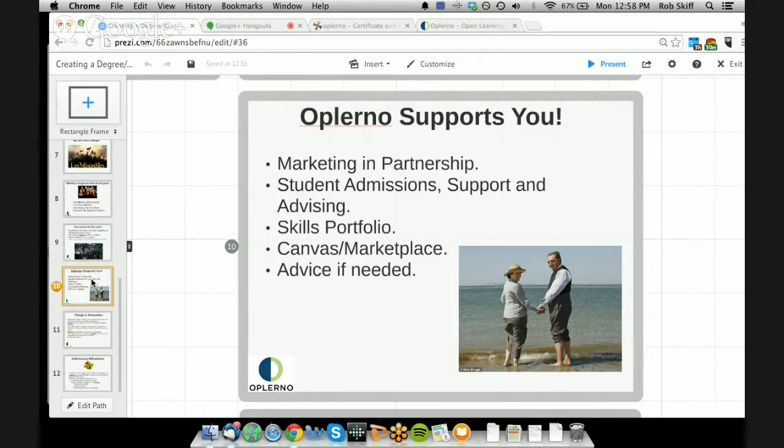We support the faculty member in terms of, you know, we'll get them through the student admissions process, okay? Support in terms of making sure their tech works, getting them hooked up to Canvas, and advising. And we'll talk a little bit about advising later, but we're going to be setting up some pretty interesting and innovative ways of helping students navigate to either get their degree or to create the second part of this, which is the skills portfolio, which will allow them to document what they know and what they can do.